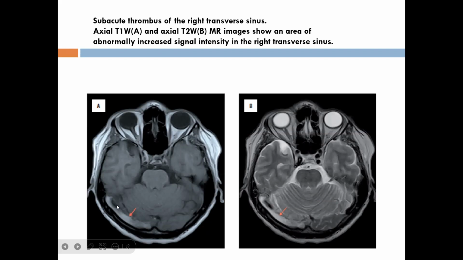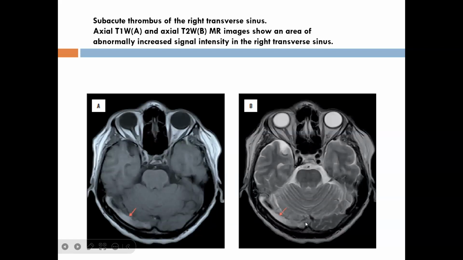And one more, this is the MRI. This is the T1 and T2. In a plain MRI, you can see the dense cord sign. As you see in the CT scan, you can see the dense cord sign in MRI also. This is the transverse sinus involving the cortical thrombosis involving the right transverse sinuses in T1 and in T2.